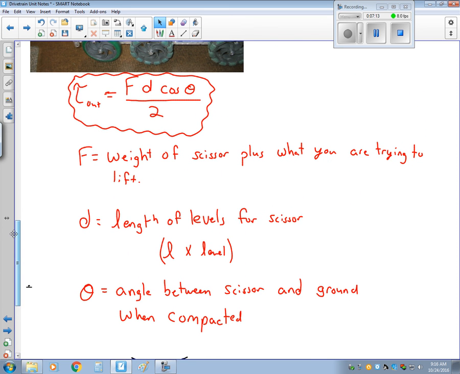So looking at this formula, we can calculate then, or at least get a good idea for the amount of output torque we need to operate this scissor lift. And it becomes harder for the motors to operate it as the scissor lift becomes more compact.